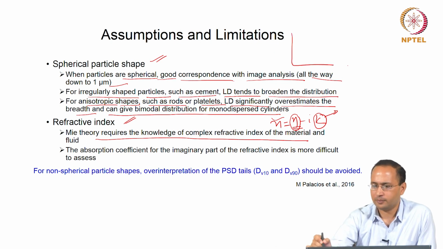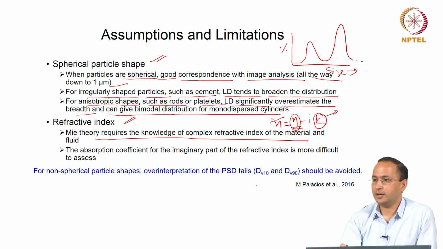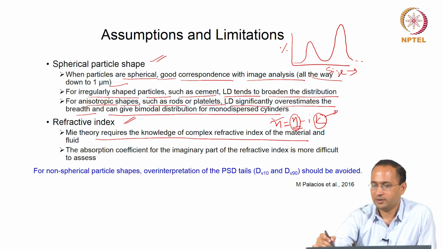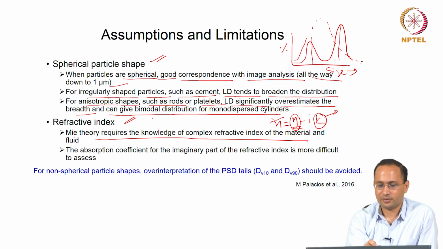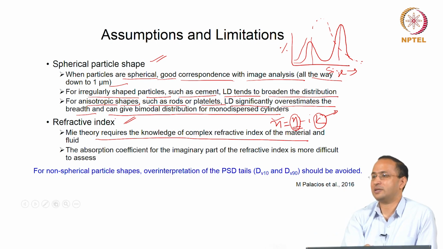Bimodal: when you plot the distribution, you will see two peaks, frequency versus size. Normally, this is normal. That is just because of the anisotropic shapes.